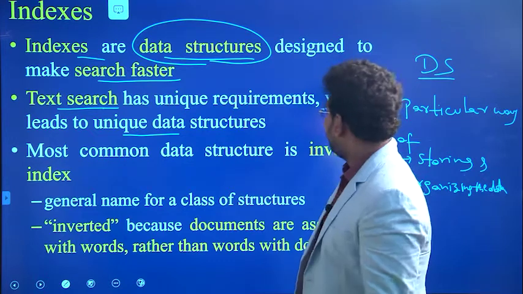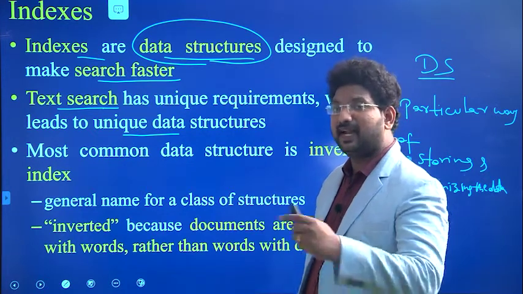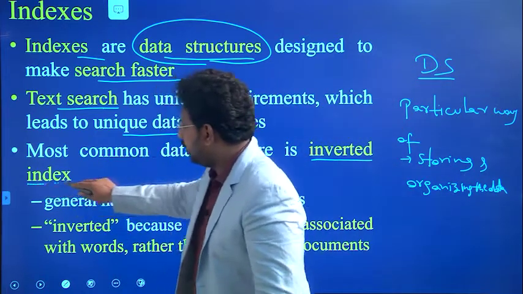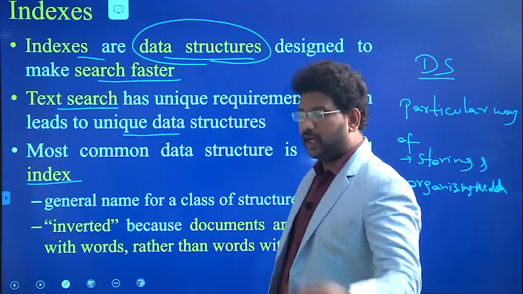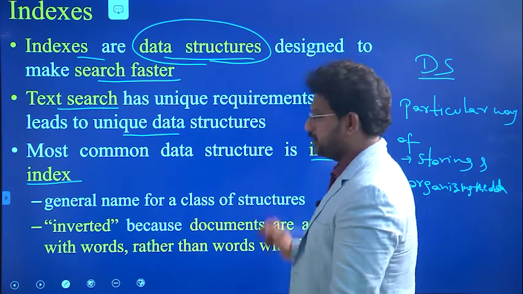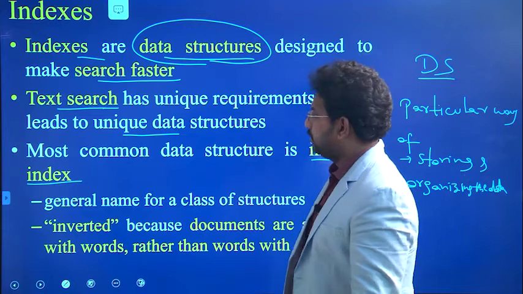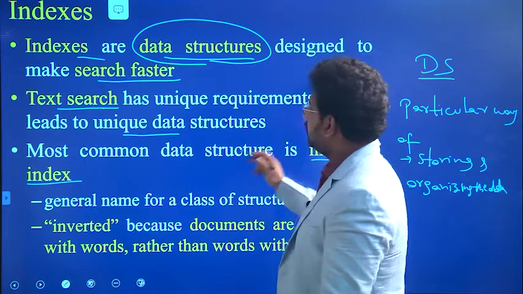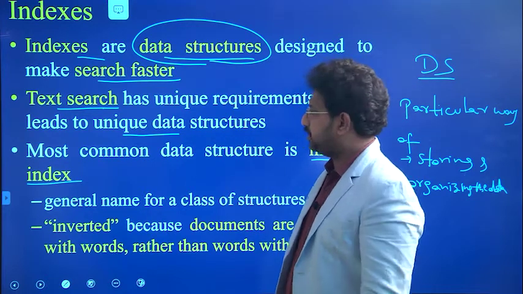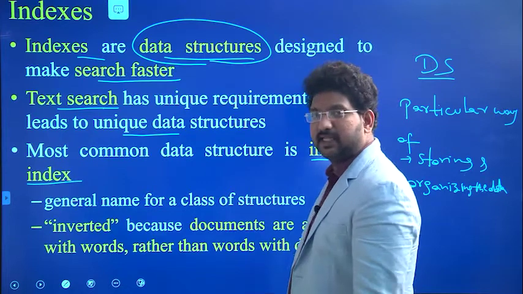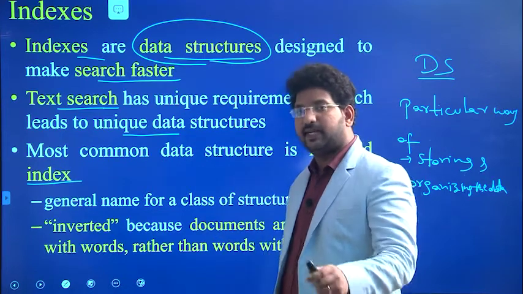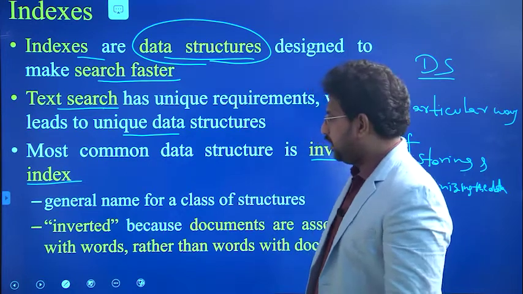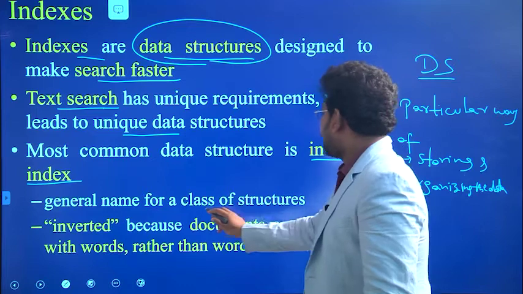For text search, the most common data structure is the inverted index. All of you please remember this name, and we will go into more detail about this concept in further topics. Just remember it. So text search has unique requirements which lead to unique data structures, and the most common data structure is the inverted index.